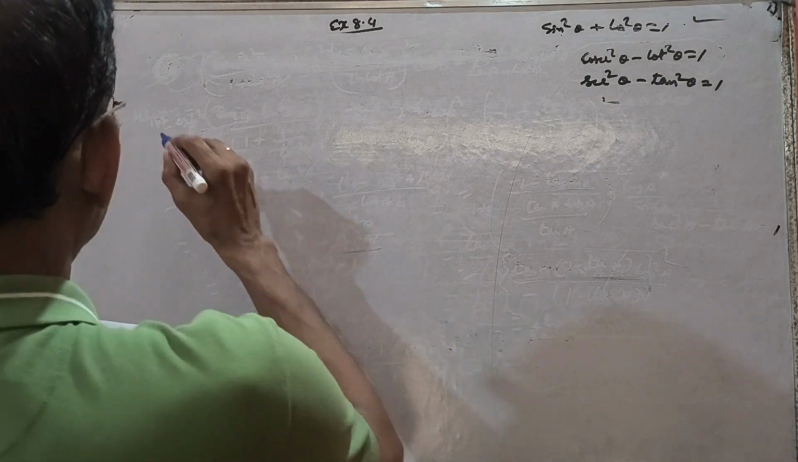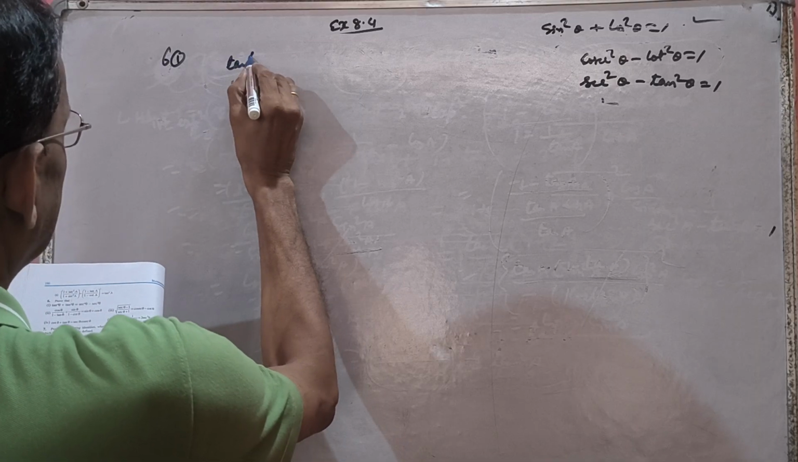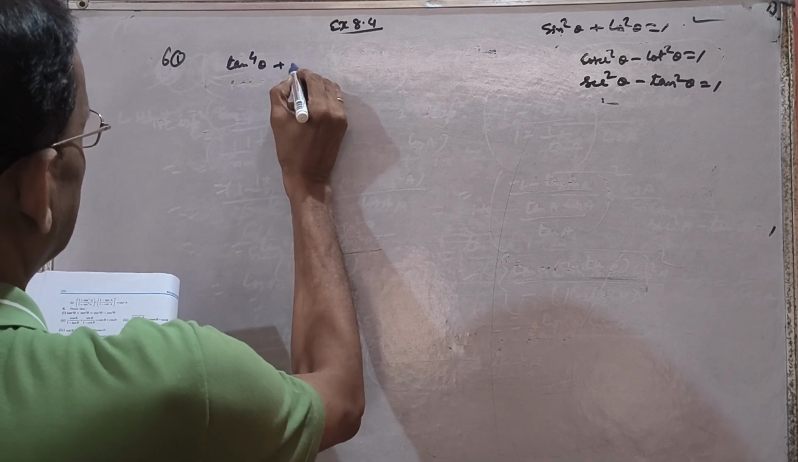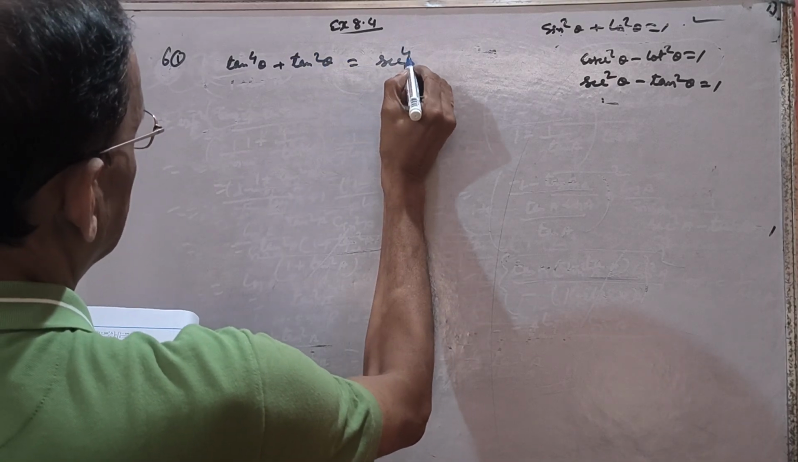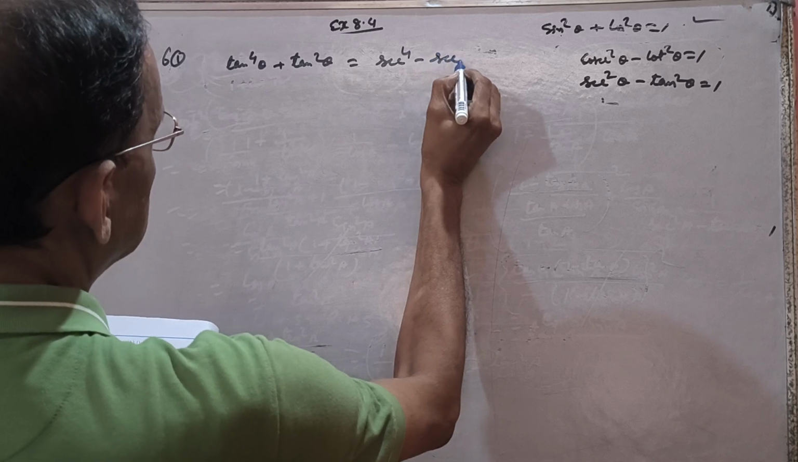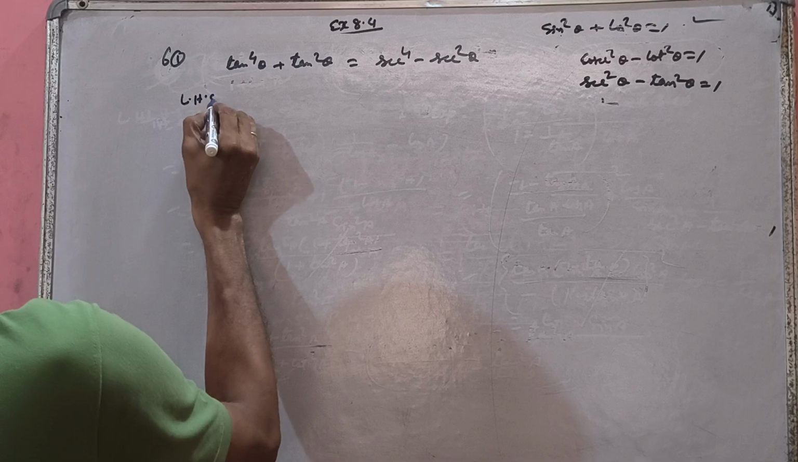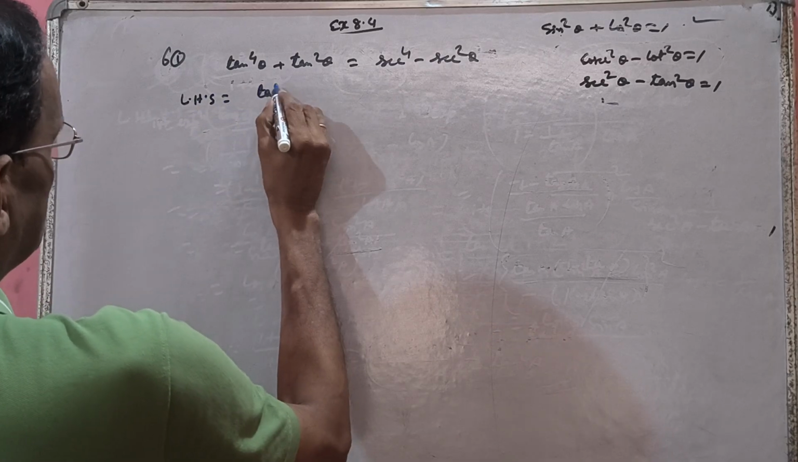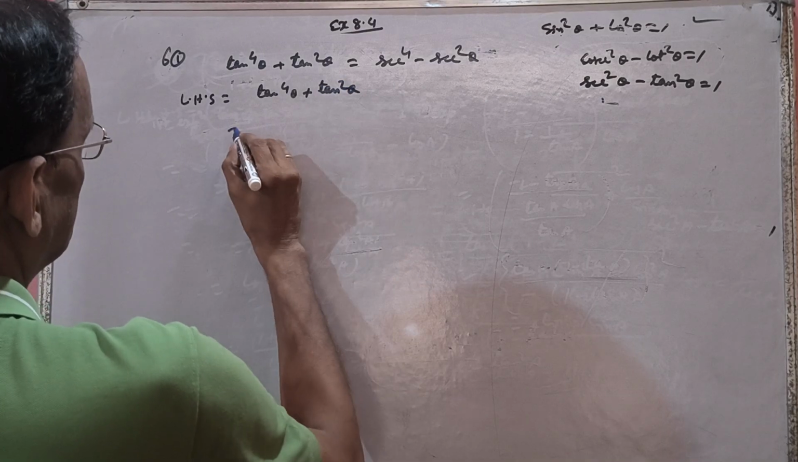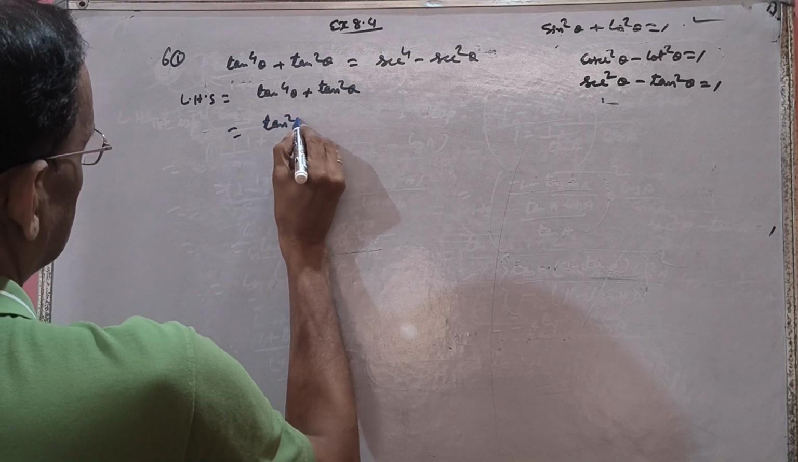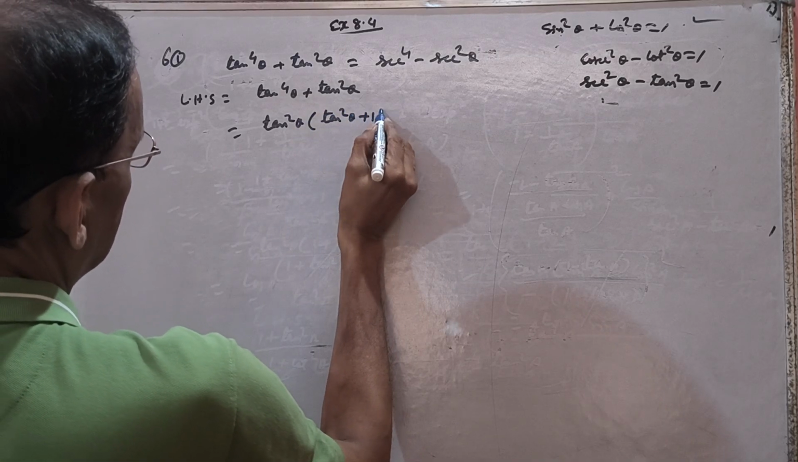Question number 6, number 1. We need to prove tan to the power 4 theta plus tan square theta is equal to sec to the power 4 theta minus sec square theta. So take the left hand side. What is the left hand side? Tan to the power 4 theta plus tan square theta. What is common? Tan square theta. What is left? Tan square theta plus 1.